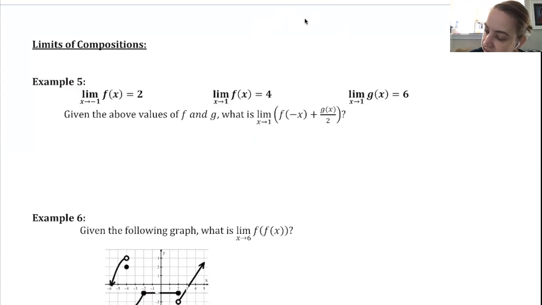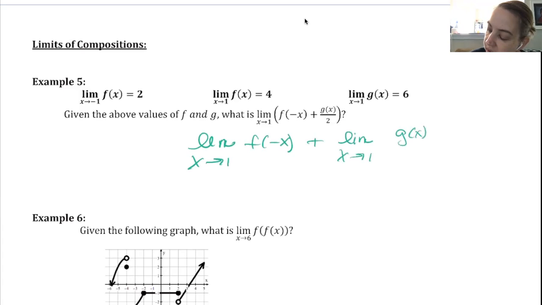So this is, oh goodness, the limit as x approaches 1 of f of negative x plus the limit as x approaches 1 of g of x over 2. Something like this. So now you can look at each piece individually. So for that first piece, the first term, we'll put 1 in for that x. So this becomes f of negative 1. Now, when I look up above, what's the limit as x approaches 1?